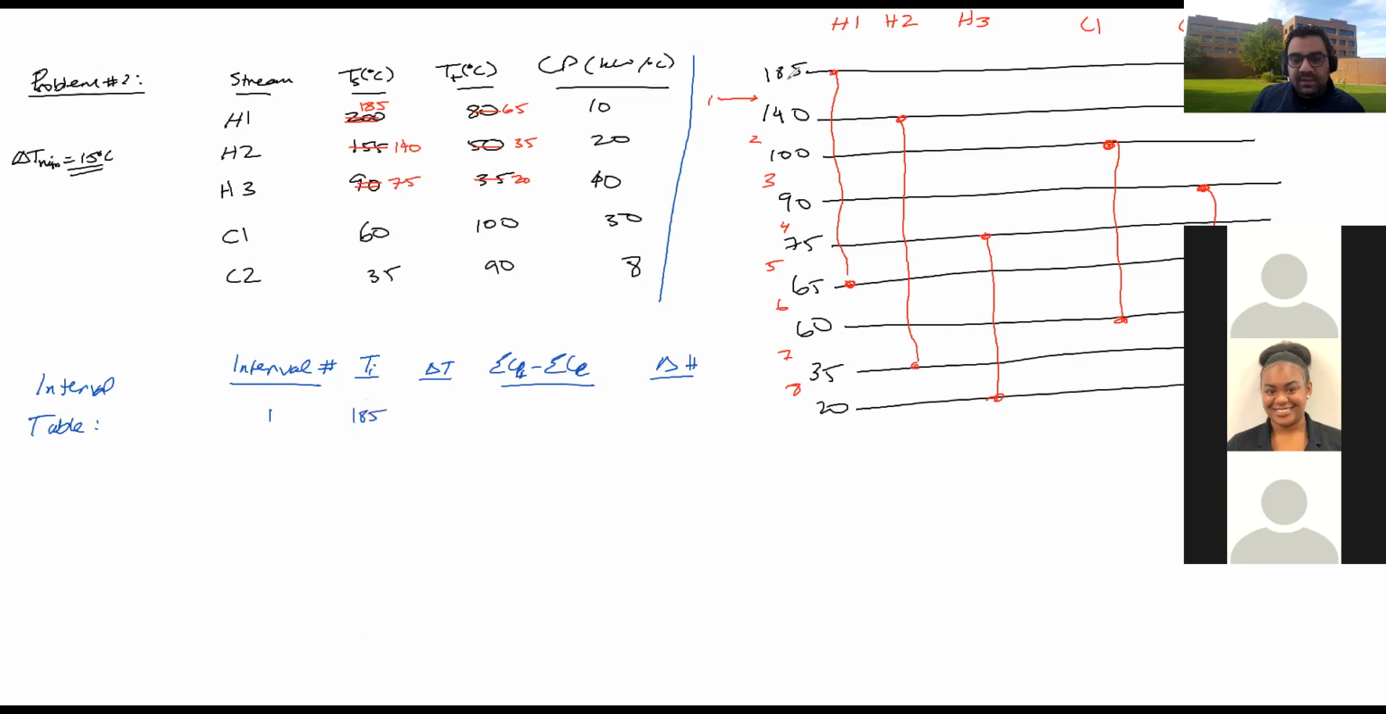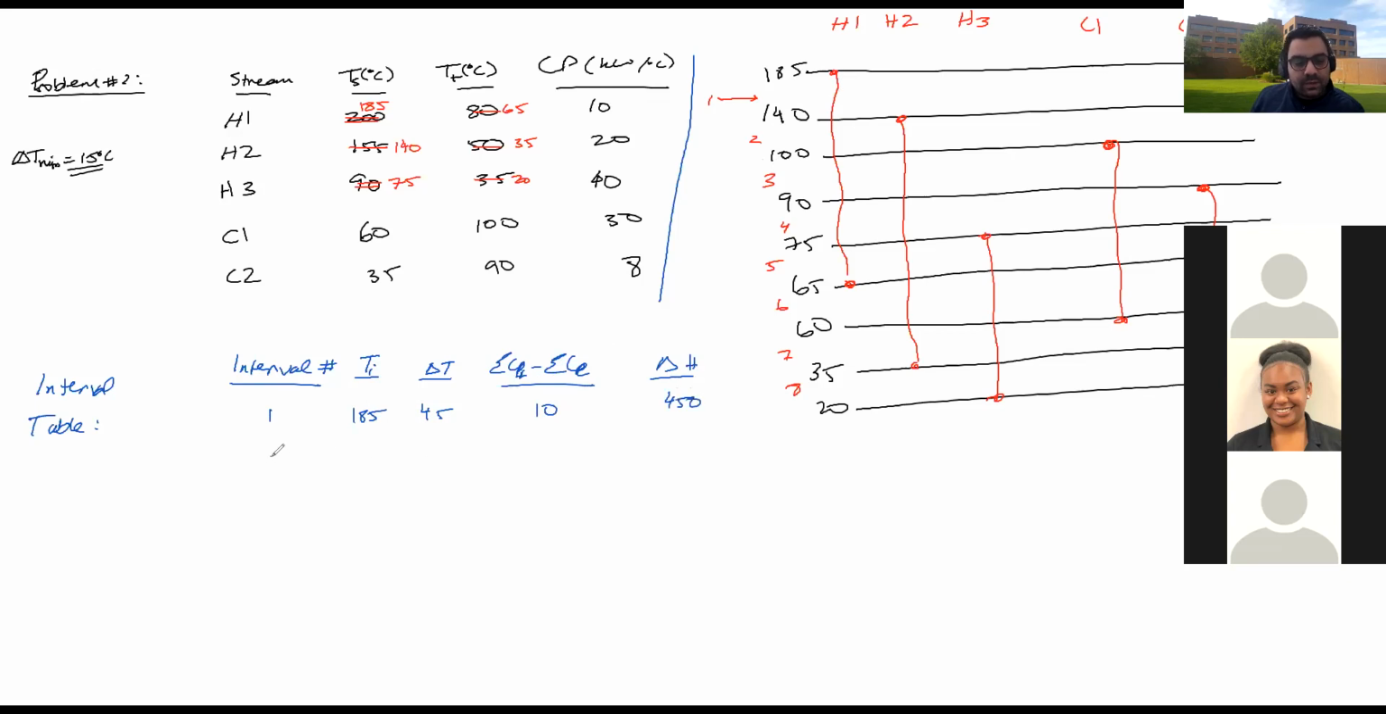The delta T is 185 minus 140 is 45. Summation of Cp hot minus summation of Cp cold. I only have one hot stream, H1, heat capacity is 10. So the number is 10 here. Delta H in this guy is 10 multiplied by 45, 450.